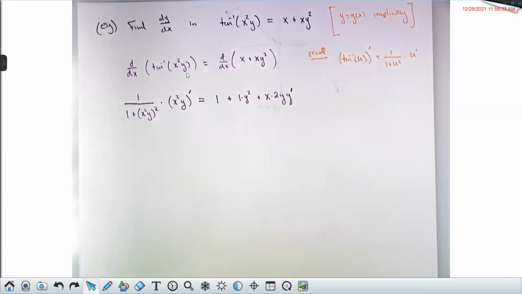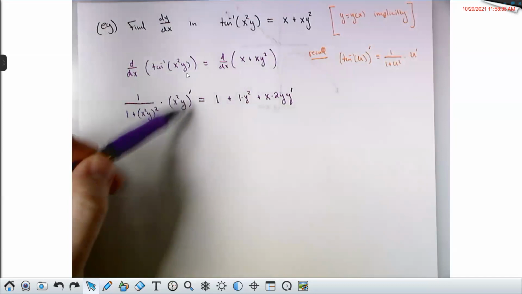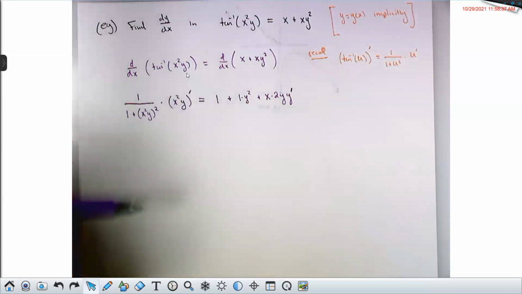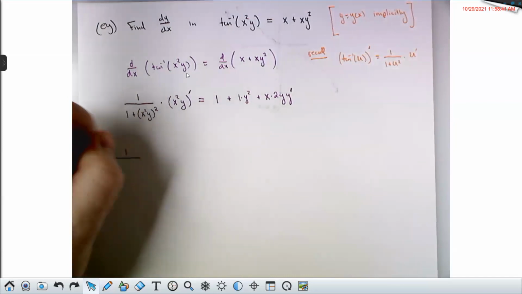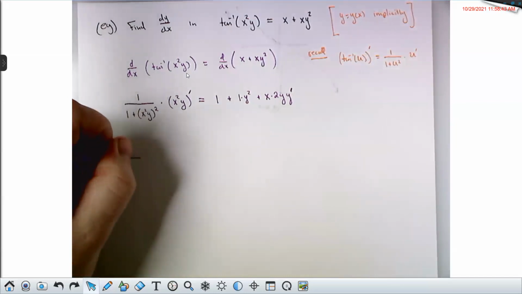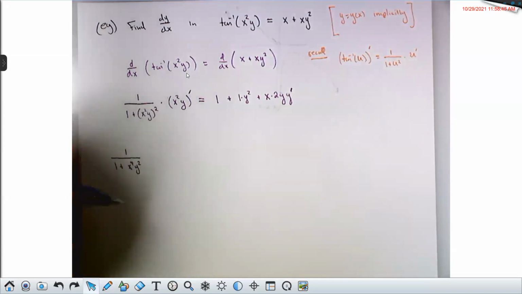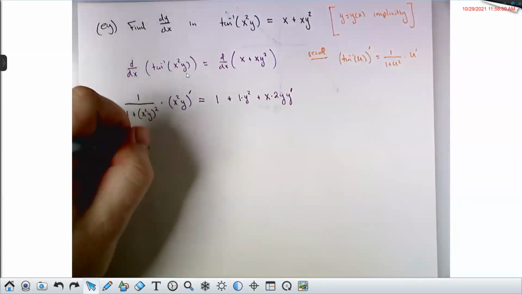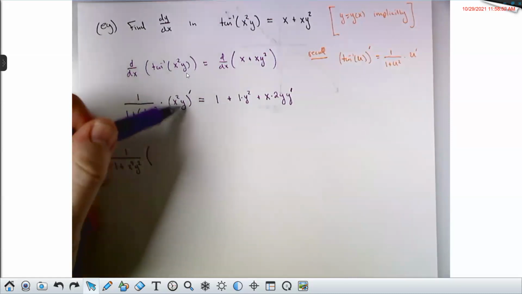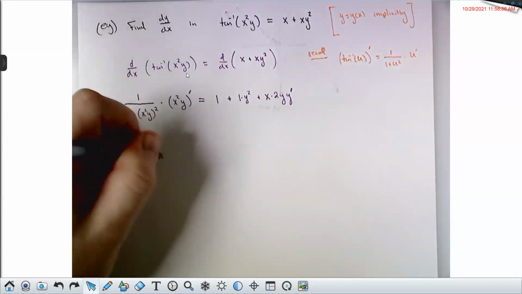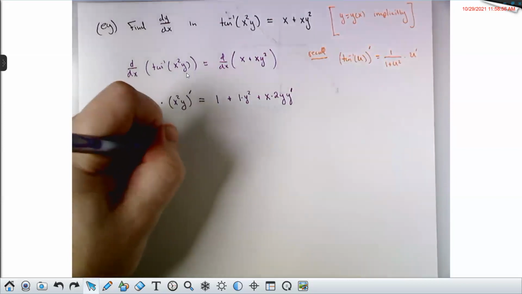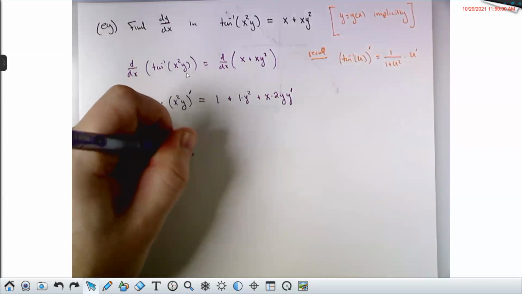Okay. On the left-hand side, we're going to need a product rule for this, and we're going to need to differentiate implicitly there. This object, 1 over 1 plus, I'll write it as x to the 4 y squared, because that's what (x squared y) all squared is. Here, when I differentiate x squared y with respect to x, I'll get, by the product rule, 2x times y plus x squared y prime.